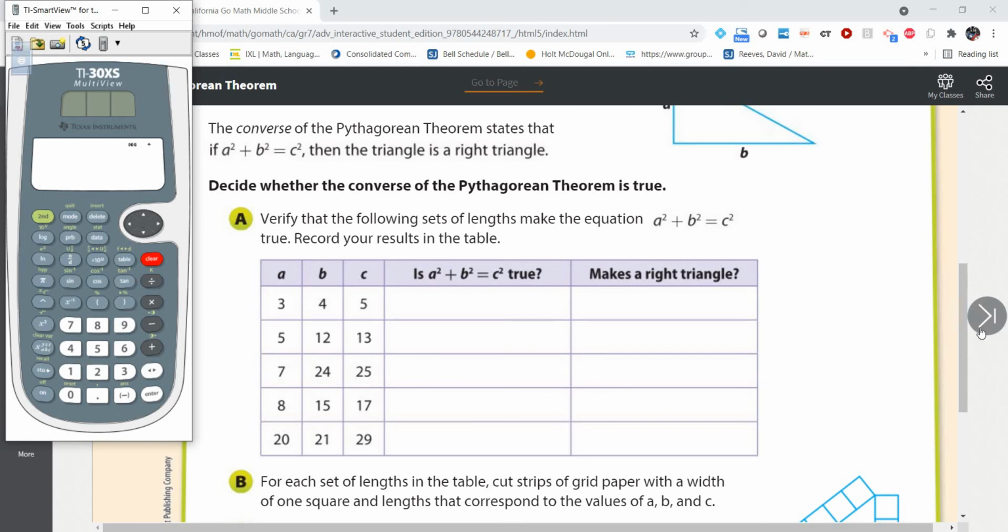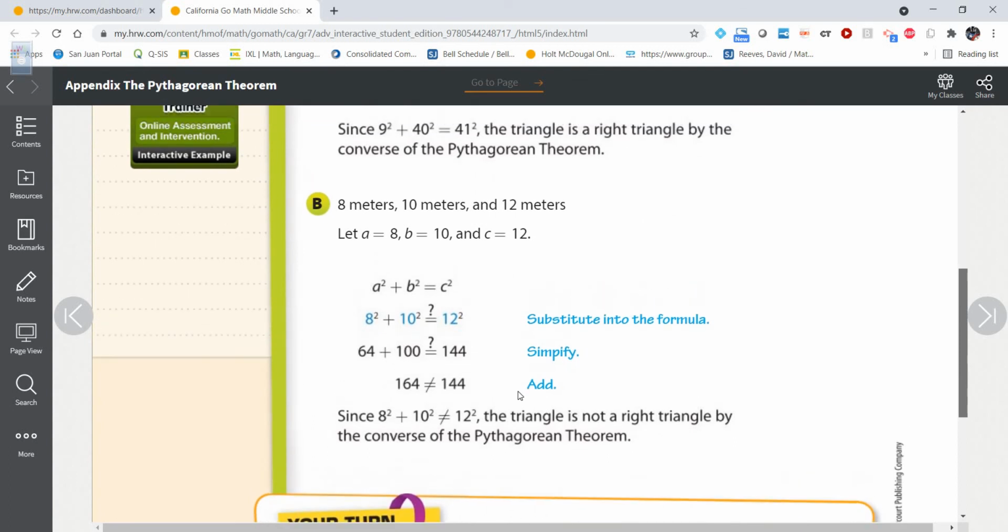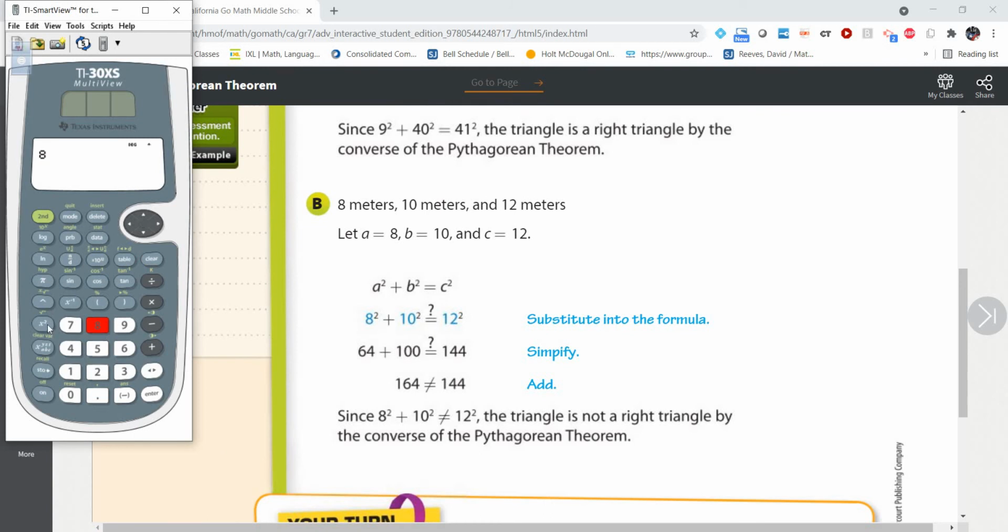So all of these are true, that a squared plus b squared equals c squared, so they were all right triangles. Of course, that's not always going to be the case. It's not always going to come out to be true. For example, if we take a look at 8, 10, and 12 on our calculator, if we go 8 squared plus 10 squared, well, the answer that we get is 164. But if we go 12 squared, we get 144, and 12 squared does not equal 8 squared plus 10 squared. So a squared plus b squared is not equal to c squared. Therefore, it is not a right triangle.